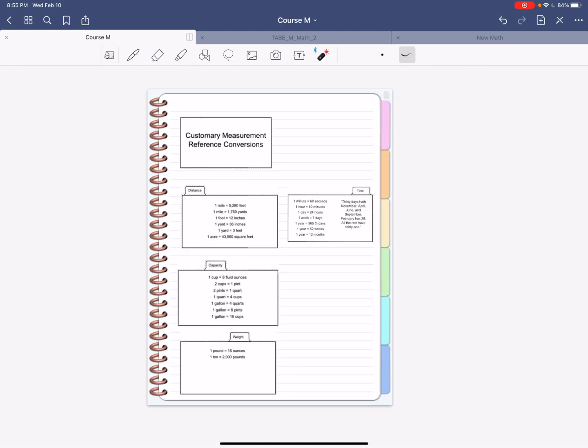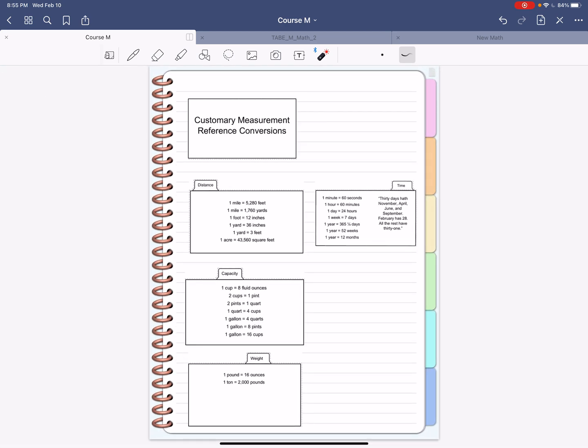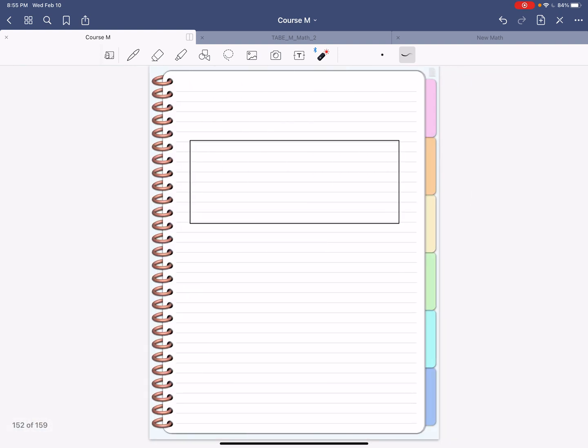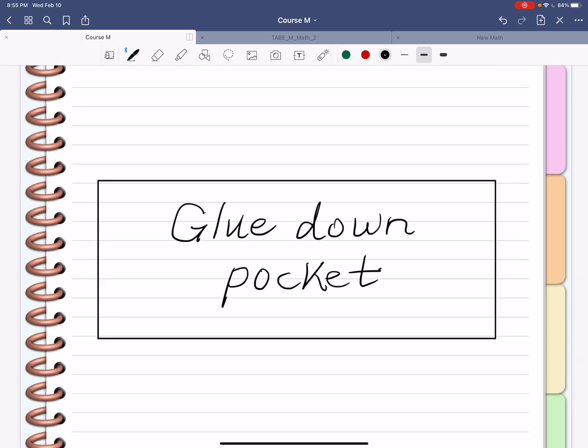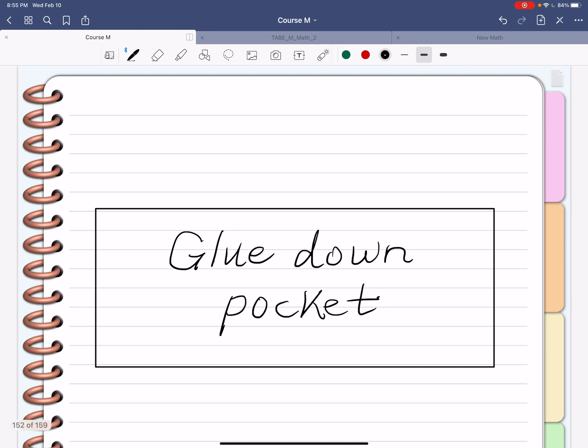Okay, let's use this memory piece that you have assembled. And I want you to go ahead and glue down the pocket first. So find the page that you want to use and glue down this pocket. And this pocket will hold your memory piece. You can just put it in there and out of there whenever you want it to be there. And so let's call this page, you know how I feel about titles. This is Customary Measurement Conversion.